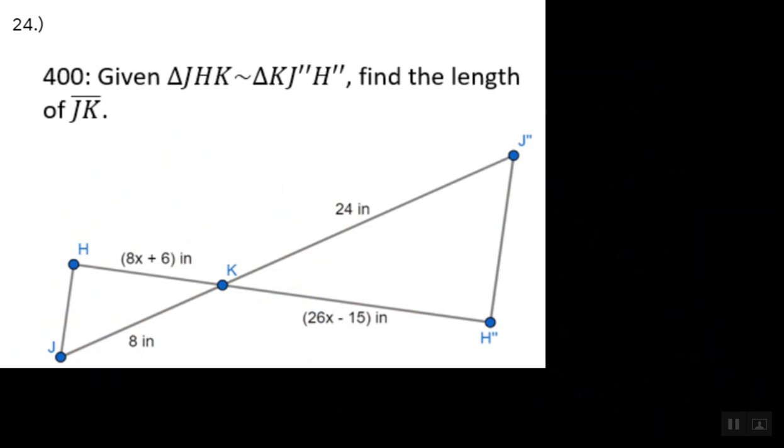Okay, for problem 24, it says given triangle JHK is similar to triangle K double prime, J double prime, H double prime. And we want to find the length of JK. Let's see. So JK is 8. Found it.